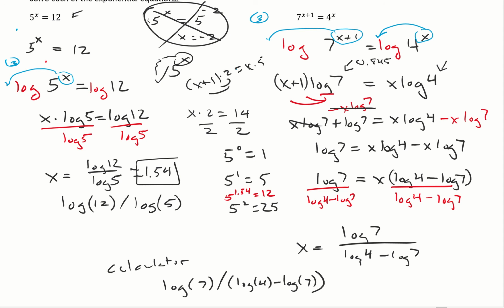Okay, so log 7 divided by parentheses, log 4 minus log 7, close, close. And we're getting roughly negative 3.477. So I'll say x is approximately negative 3.48.